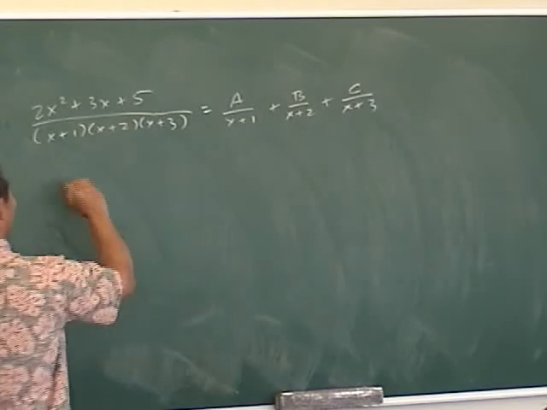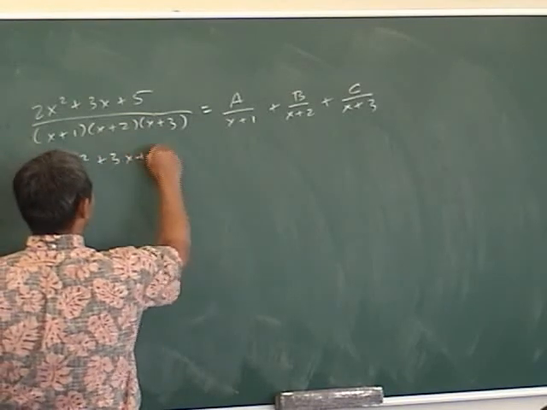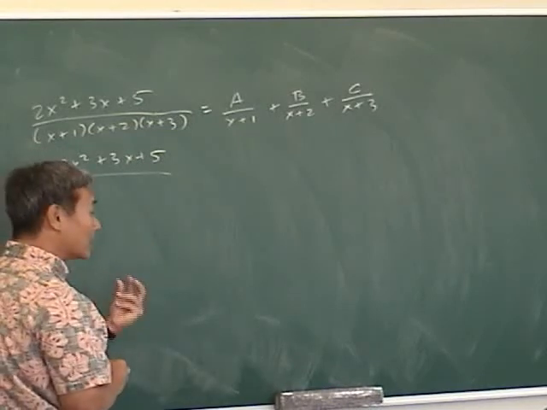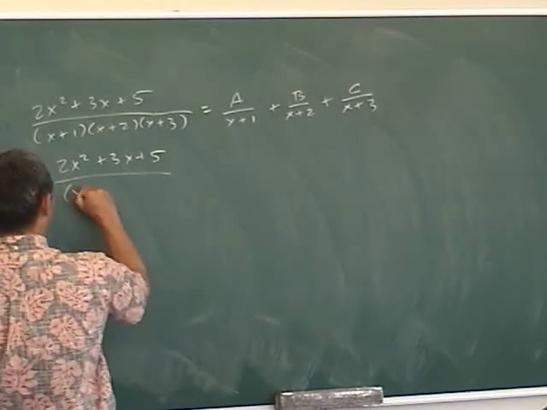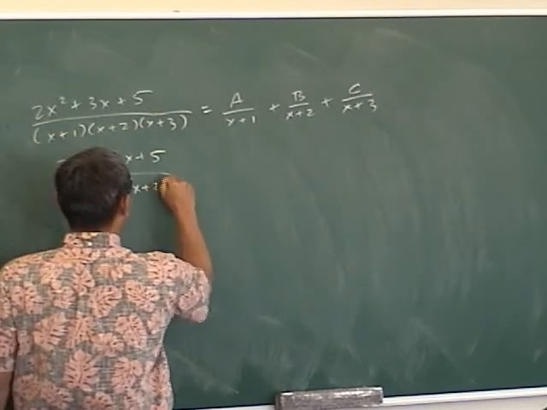Okay, but now let's kick it up a notch. I'm not going to finish the problem. I'm just setting it up because you have to understand how to set up the problem. What happens when you have repeated linear factors? Like for example, what would happen if you have x plus 1 cubed, x plus 2 squared?